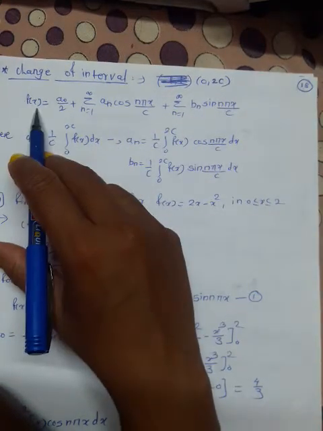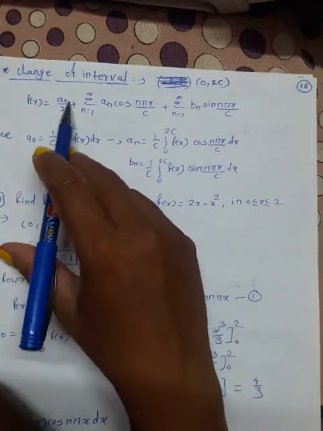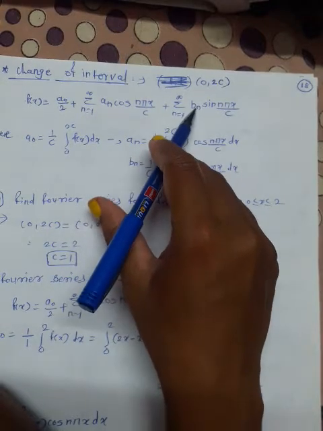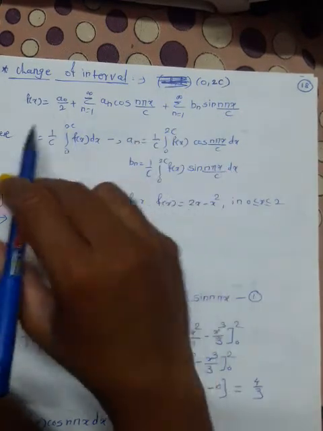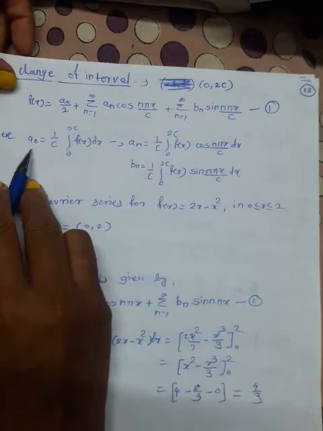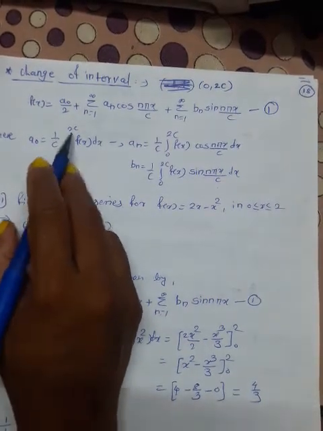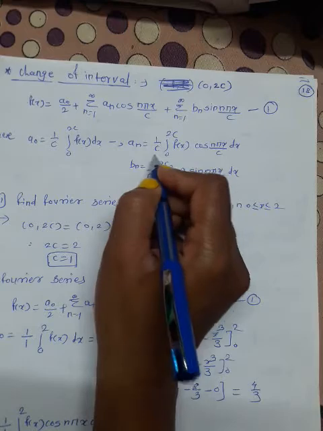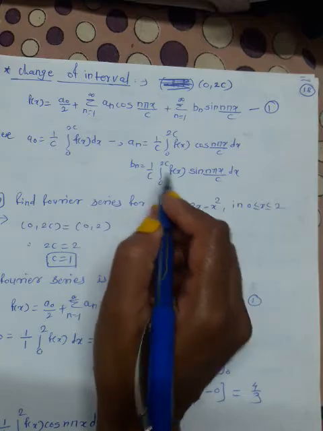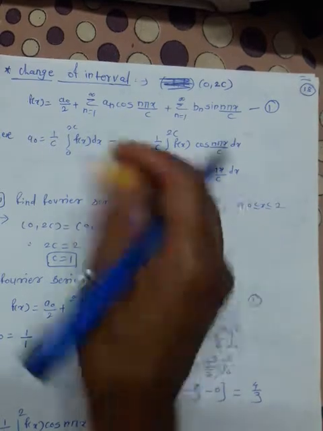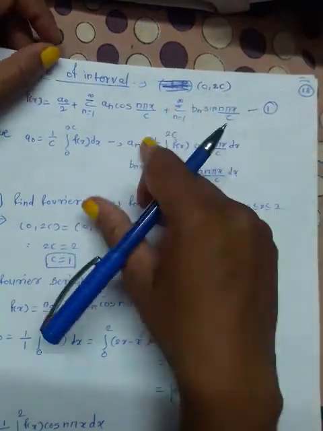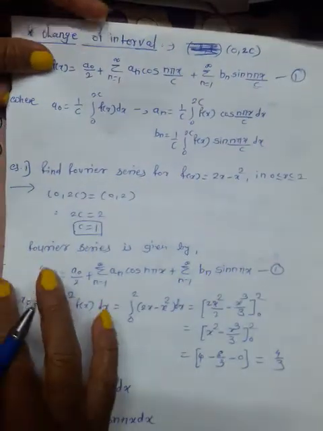Fourier series for such an interval is given by f of x is equal to a naught by 2 plus summation over n of a n cos n pi x upon c plus summation over n of b n sin n pi x upon c. Okay, this is our equation number 1 for particular examples, where a naught is equal to 1 by c integration 0 to 2c f of x dx, a n is equal to 1 by c integration 0 to 2c f of x cos n pi x by c dx, b n is equal to 1 upon c integration 0 to 2c f of x sin n pi x upon c dx. These are the particular formulas for such type of intervals, 0 to 2, 0 to 3, 0 to 4, such type of intervals where pi is not there.